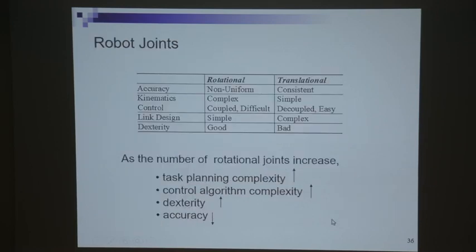So when you put in more joints, your task planning complexity actually increases, because you have more joints to accomplish a single task. You actually have more ways to do it. But your dexterity will increase because you have more joints, so there are more ways to do it. It's likely that you can accomplish the task more easily. And then the control algorithm will be more complex, and the accuracy will go down, because when you have a harder control algorithm, your accuracy will tend to decrease. So this is kind of a guideline.